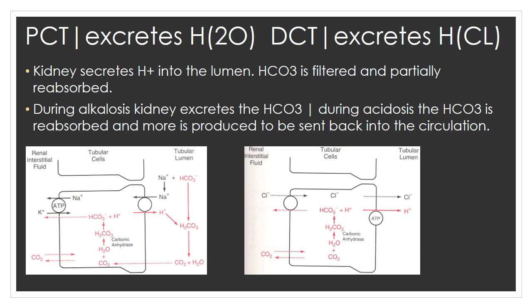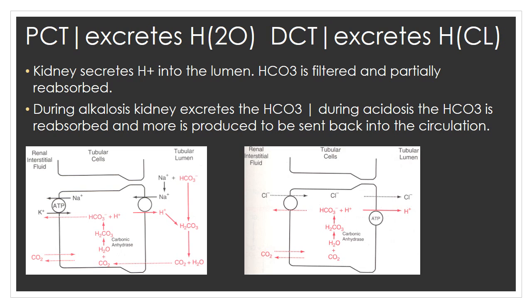In both of them you can see that CO2 can easily diffuse in and out of the cell, and when CO2 diffuses into the cell, it combines with water to produce carbonic acid, and later this dissociates into hydrogen ion and HCO3. In the PCT, the bicarbonate gets into the renal interstitial fluid and the H plus ion gets into the lumen. Now there are two pumps on either side, the sodium-potassium pump pumping sodium out of the cell and potassium into the cell. The sodium is also reabsorbed from the tubular lumen, and there is a sodium-hydrogen antiporter taking sodium in and getting hydrogen ions out.